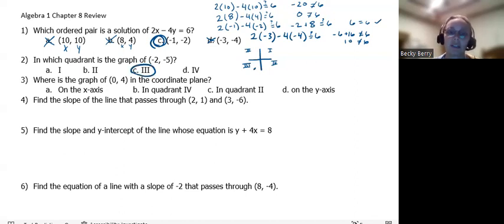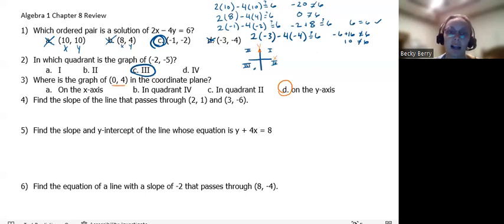Where is the graph of 0, 4 in the coordinate plane? Okay, so let's do that in a different color. 0, 4. 0 means we go out nothing, but we go up 4. Are we in a certain quadrant? We're not. We're on an axis. Which axis are we on? This is the y-axis, remember? And so this is the x. So we are on the y-axis.